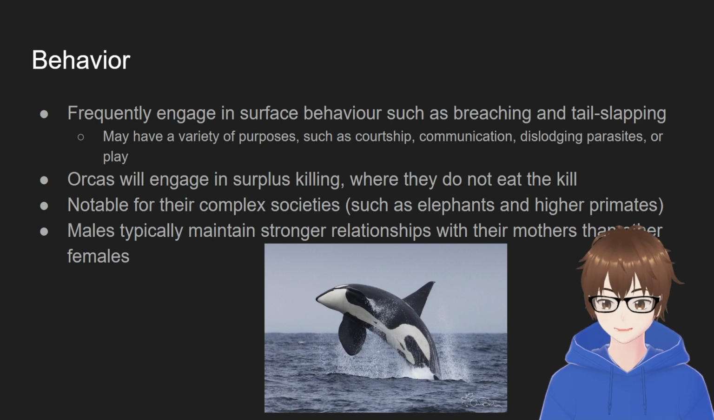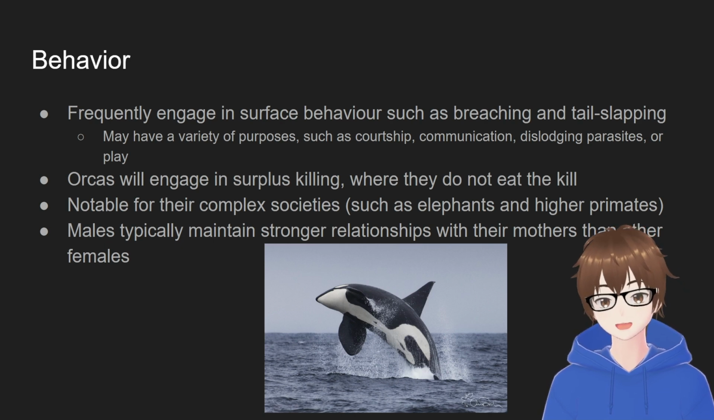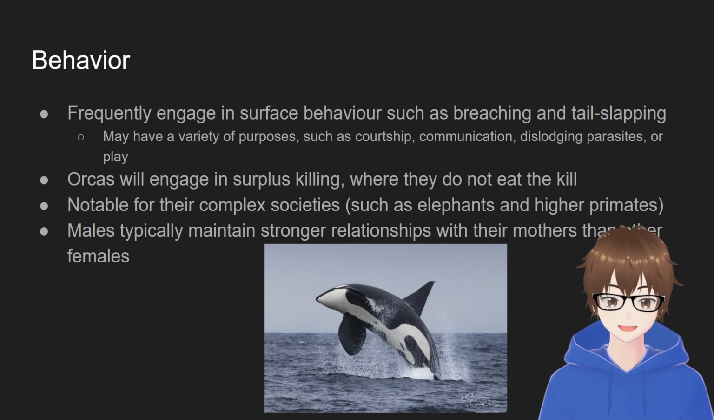So, the behavior of these whales. Frequently they will engage in surface behavior, such as breaching and tail slapping. Breaching is just them coming up above the surface and jumping, kind of like I have the picture here. They may have a variety of purposes, such as courtship, communication, dislodging parasites, or play. There might be reasons why they do these breachings and tail slappings, but we do not really know for sure yet.